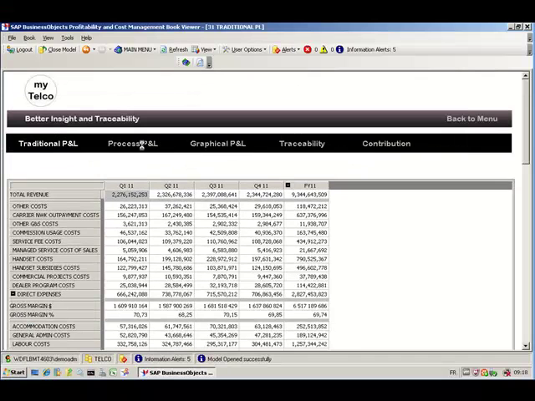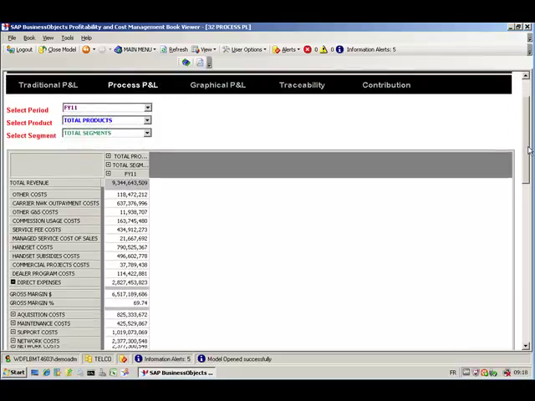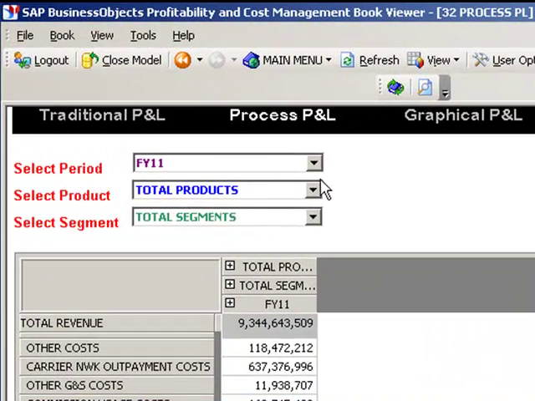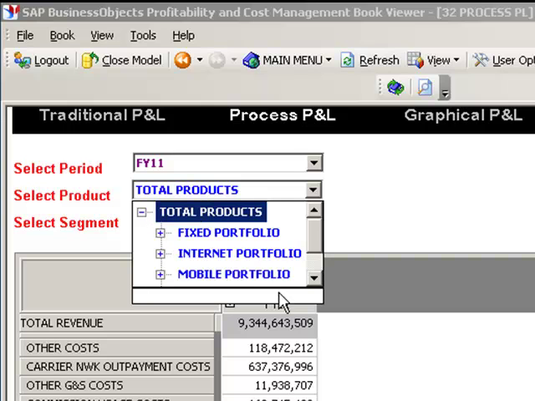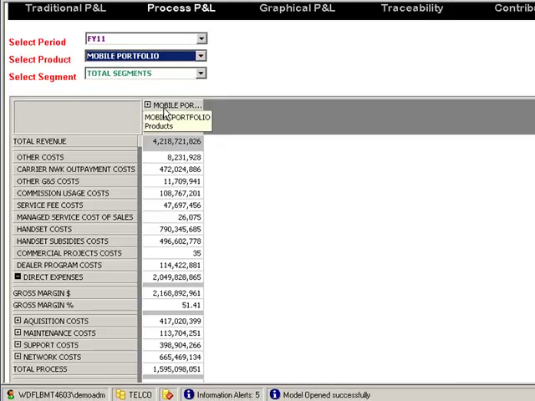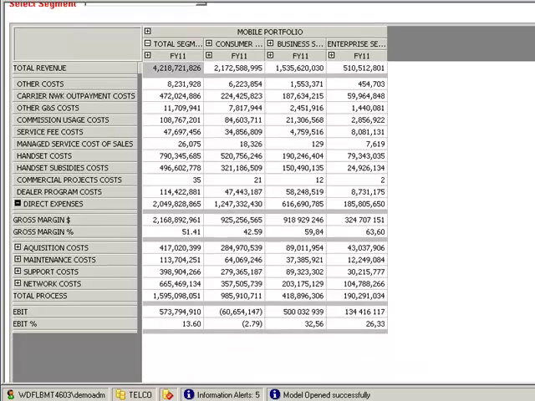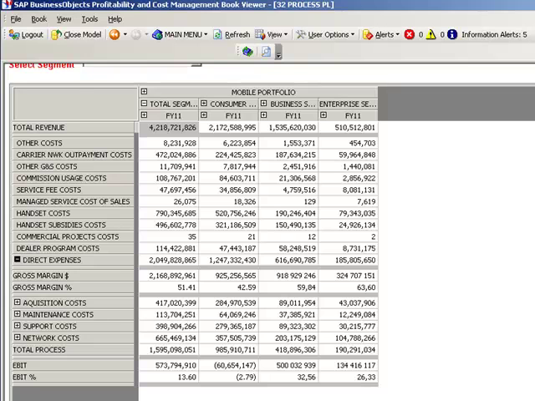Basic insights at what is happening with certain accounts can be seen, but if I want to look at mobile performance, here I look at the process P&L, and if I select the mobile portfolio here, I can identify some issues in terms of profitability, because this is our most strategic market going forward. So I want to look at the different consumer segments, and here I see that the consumer segment in particular is not doing as well as expected.